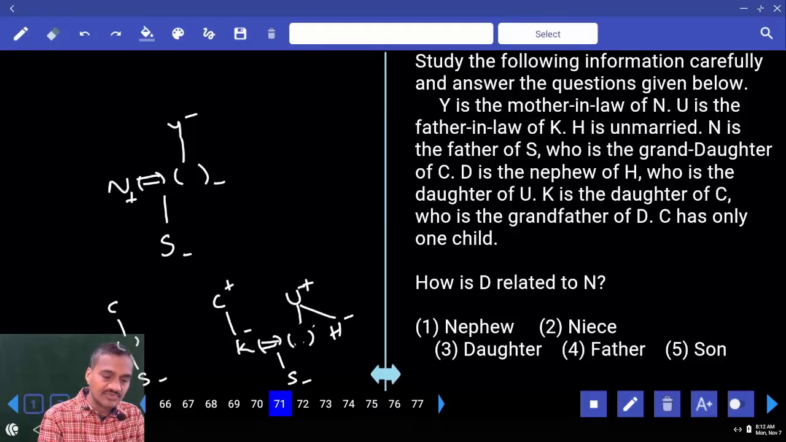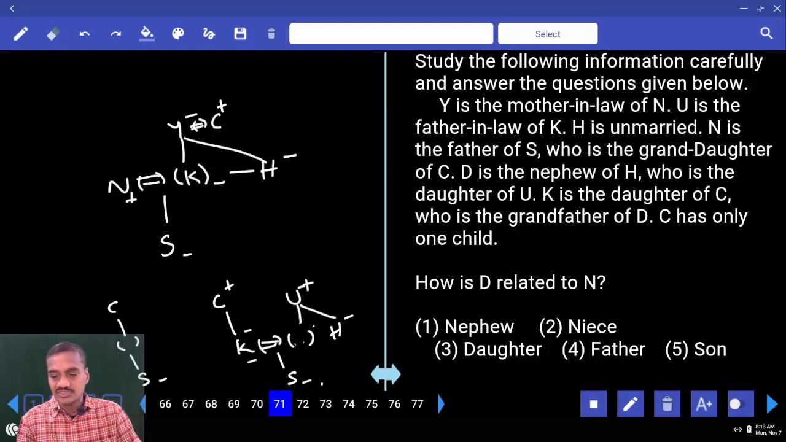Can we take C at this place or not? Now can we take K here? Isn't it? Now if K is here, then C, and where should this C be? C must be at this place. Hence Y and C are married, C will be here. And K's daughter is C, and K is married, and H is here, and H is unmarried, H is a female. And this C is having how many children? C has only one child. But if you take K at this place, C is having two children, isn't it? And C has only one child. Hence this case is ruled out.